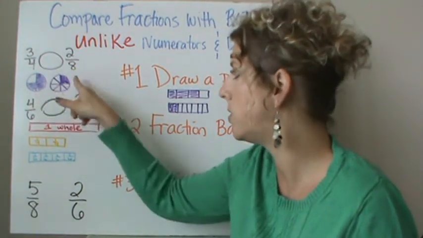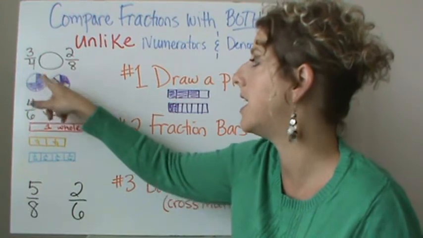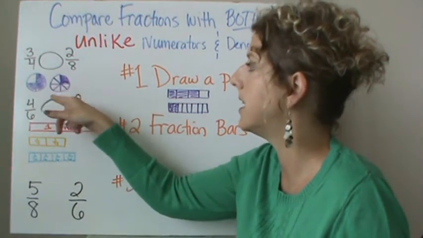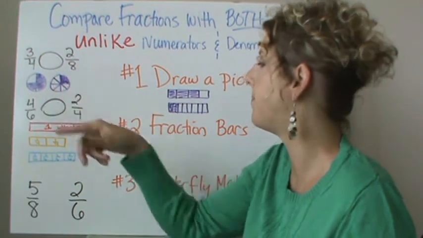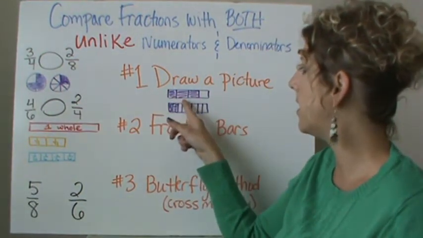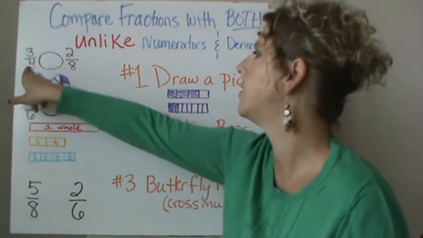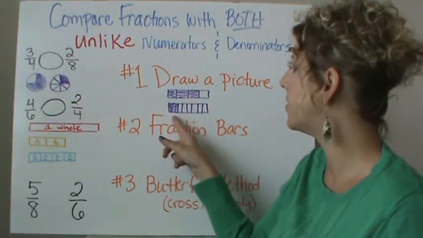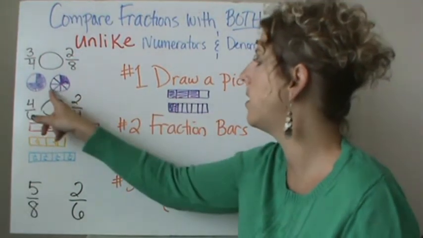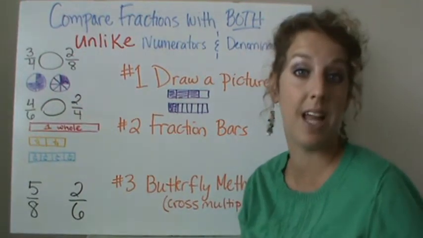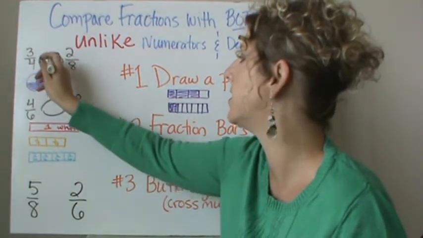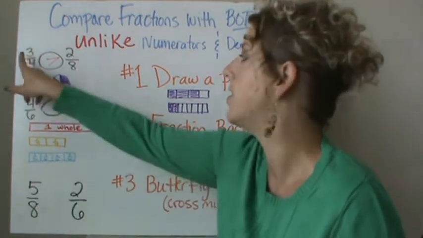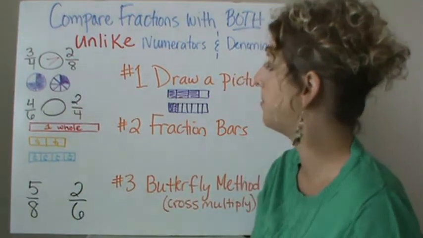I used the circles. I split it into fourths and I shaded in 3 of them. I drew my circle, split it into 8ths, and shaded in 2 of them. And I already drew it here. I split it into fourths, shaded in 3, split it into 8ths, shaded in 2. So in the bar method or the circle method, you can see that 3/4 is a lot bigger. So 3/4 is greater than 2/8. And you'll notice that the numerator is different and the denominator.